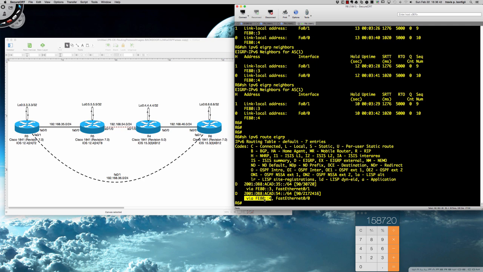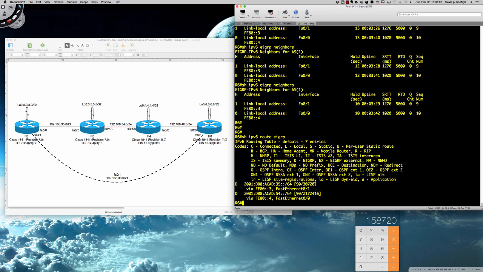So my successor, which is the router I'm going to with any traffic destined to this segment here, is going to be router 4, out FastEthernet 0/0, right?